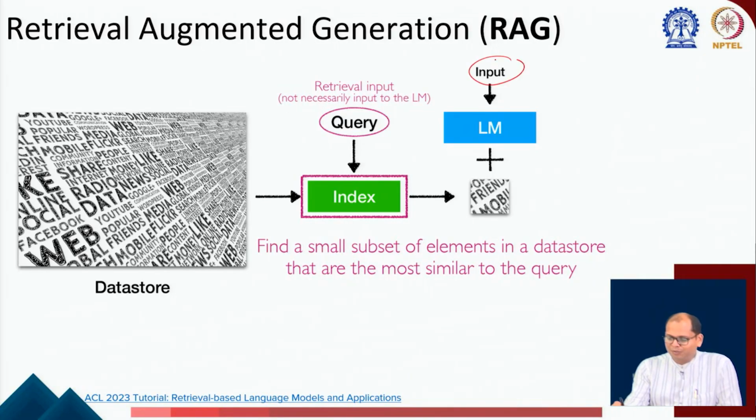Now, you see the input and query we have put as two different things, because the input to the LM may be different, but what you want to query the index can be decided based on the task. Right? What really do you want to query the index? It need not be the same as the input to the language model, and we will see some scenarios why this is needed. And based on this query, you want to find a small subset of elements from this huge data store that are most similar to the query, right? And you will append that to the language model along with the input and want to get the answer.